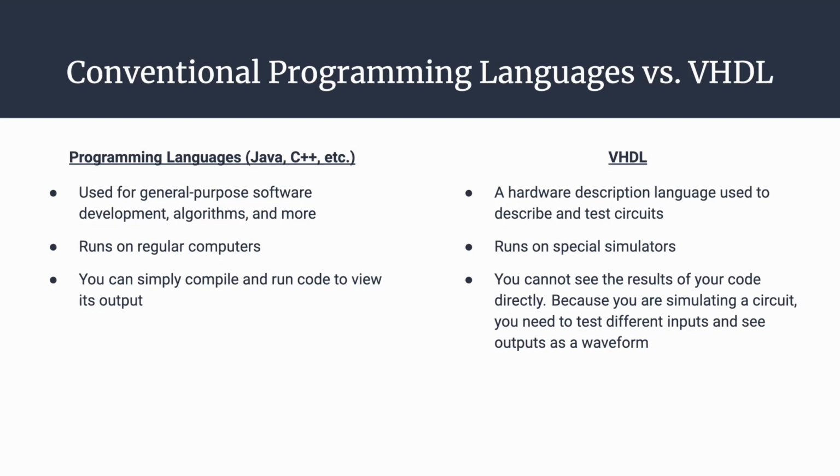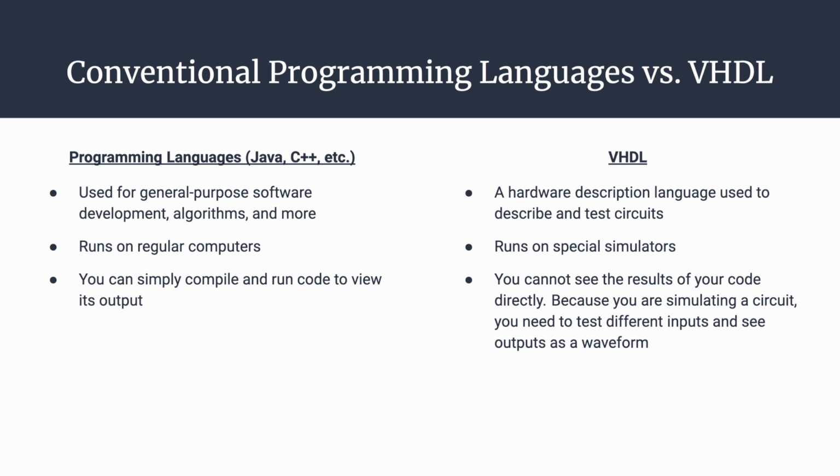First off, VHDL is a specialized language. It's a hardware description language used to describe and test circuits. Other languages like Java are more for general purpose programming. Another thing to note is that VHDL runs on special simulators, while programming languages can be run on just about any computer. The last and most important point is that VHDL code is not designed to be run by itself.